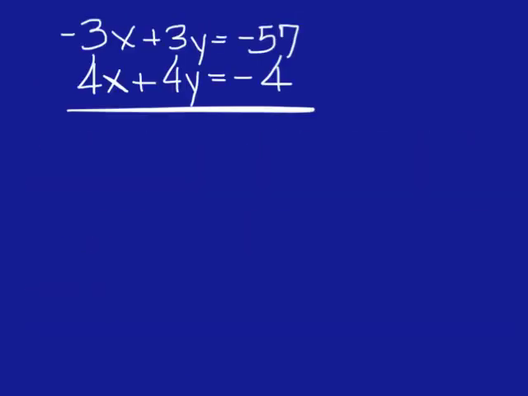Practice problem. Negative 3x plus 3y equals negative 57, and 4x plus 4y equals negative 4. Solve the system of equations. Answer should be 9, negative 10.